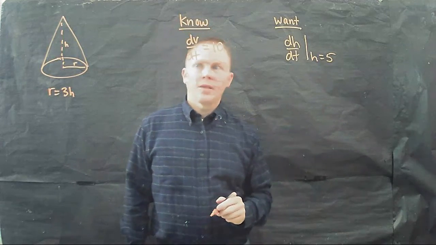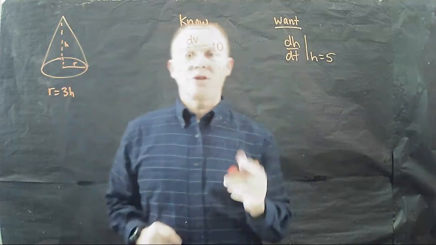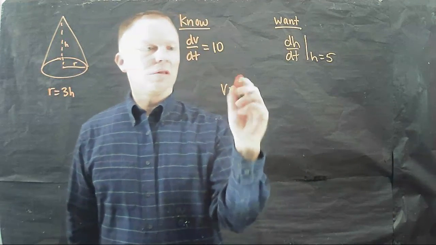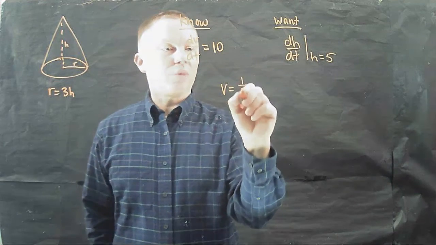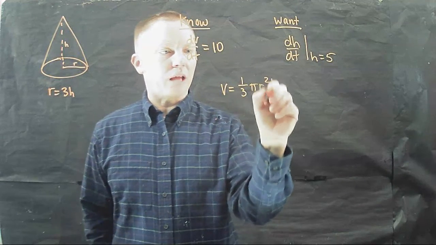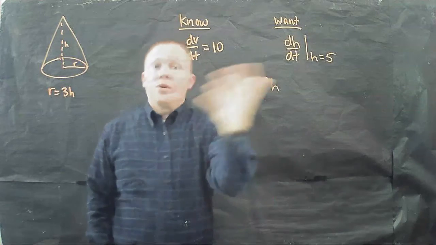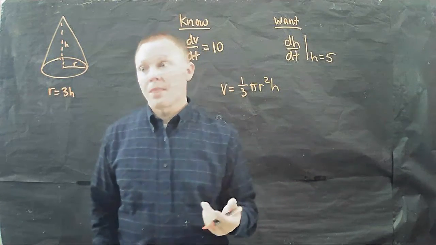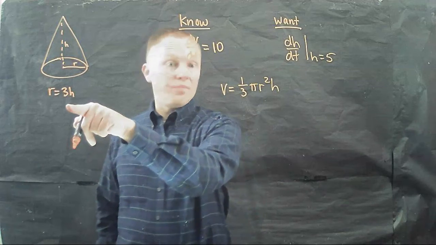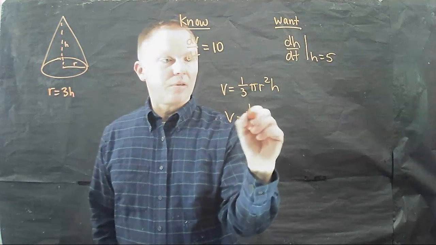Okay? So there we go. We've got a nice picture. So let's set it up. We find an equation relating V and H. Well, we know that the volume of a cone is 1/3 pi r squared h. That's got 2 variables in it, right? We don't know anything about dr/dt necessarily. So we could just take this value r equals 3h and just plug it in.